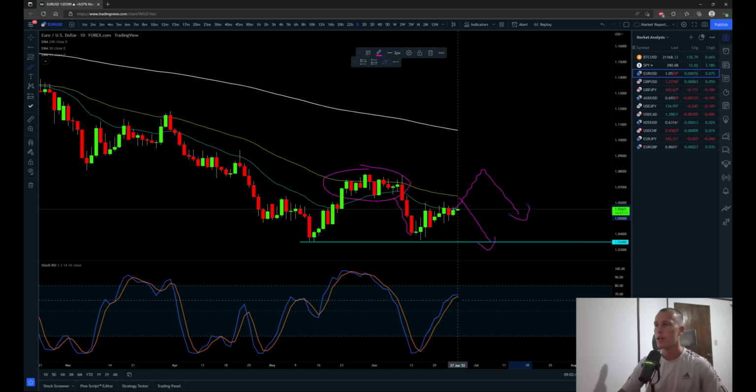Stochastic RSI, no hidden bearish divergence right now. Still not fully extended, fully reset to the upside here, so maybe we have a bit more of a pullback here before this starts heading down.